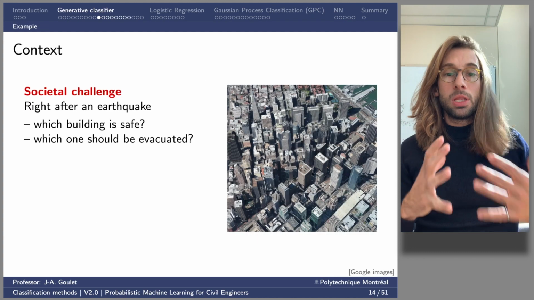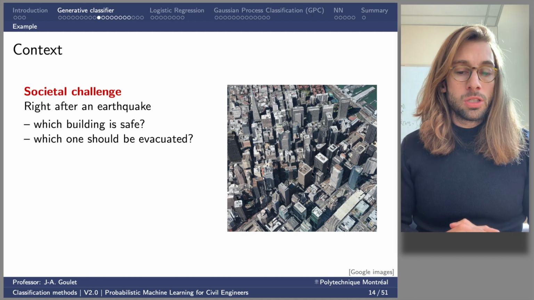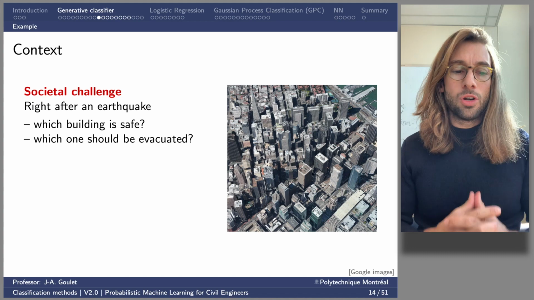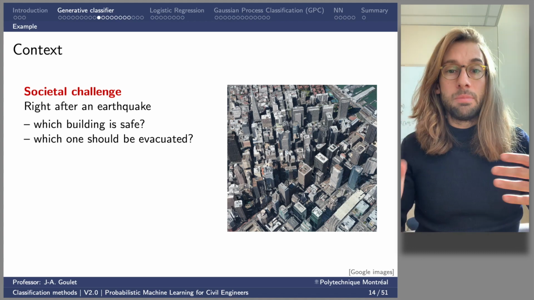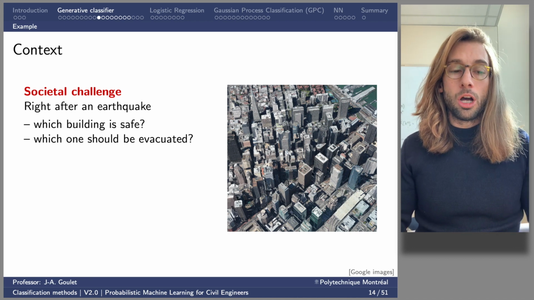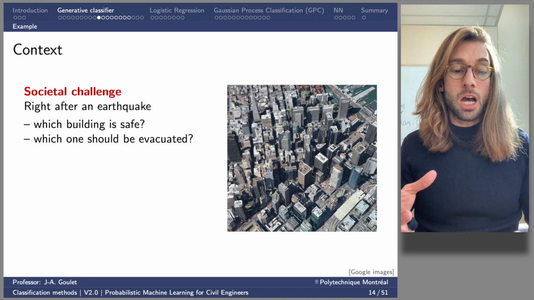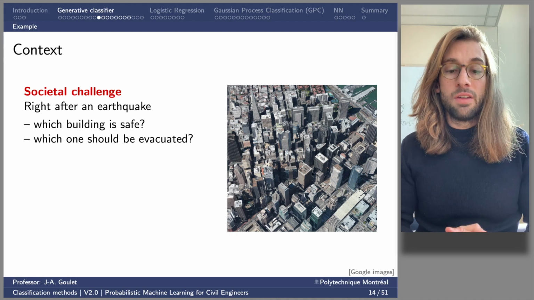Let's put that in application for a real-life context. The societal challenge we're going to face here is right after an earthquake. There are going to be thousands of buildings that might be potentially damaged and might be unsuited for occupation. So what we want to do is to assess quickly which building is safe and which one is not, which one can be used as a shelter and which one should be evacuated.